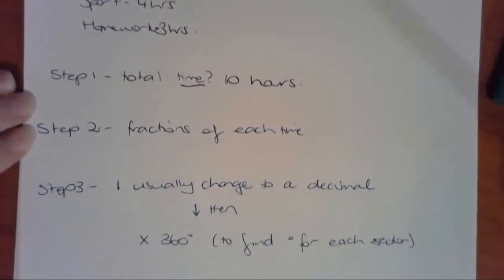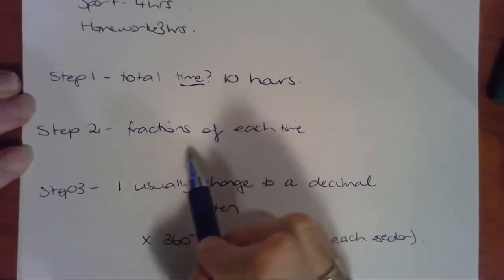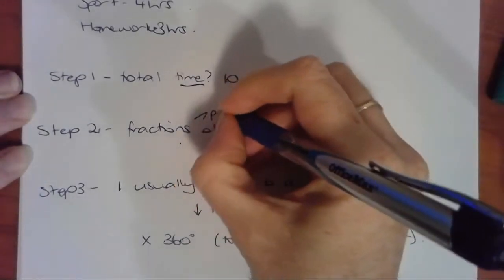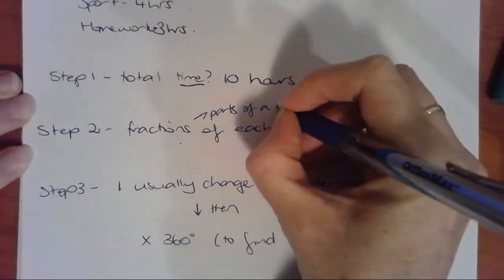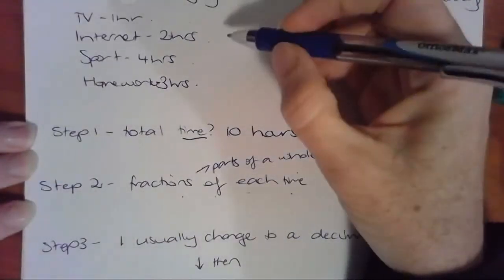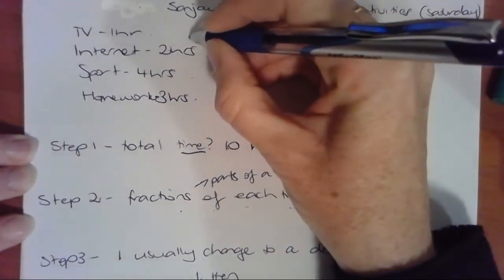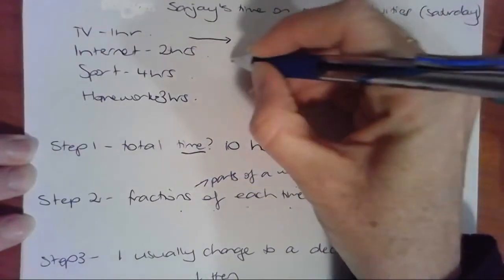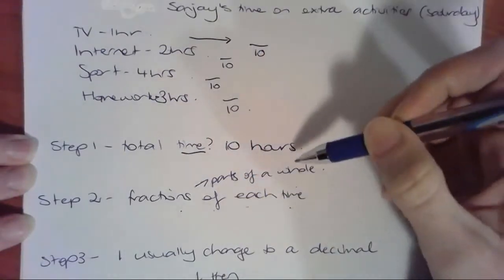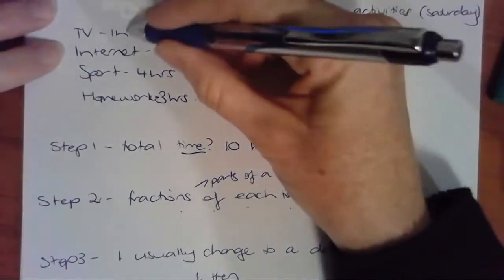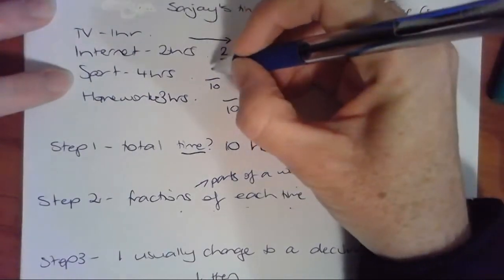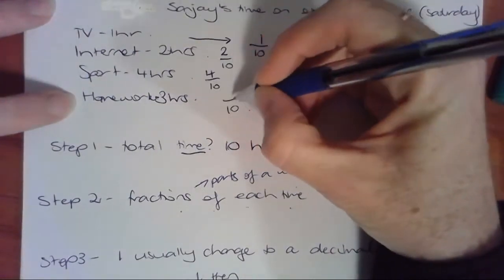Okay, now step number 2, what you need to do is to find the fractions of each time. So remember, when we're talking about fractions, we're talking about parts of a whole. So for each of my 4 things, I might do it up here because it's got a little bit more space. My denominator is going to be 10 because that's my whole number. In this case, that's my total. Okay, so I've got 1 out of 10 hours is spent on TV, 2 out of 10 hours was spent on internet, 4 out of 10, and then homework 3 out of 10.